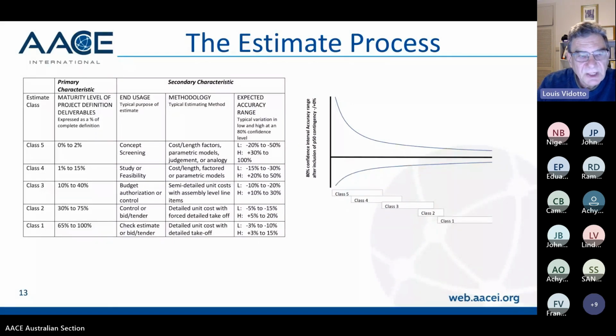Class 4, there's some maturity done in project definition. It's usually for study or feasibility. So you talk about costs per length, and some of the items will be factored, for example, electrical or even piping. The expected accuracy ranges vary depending on the definition.